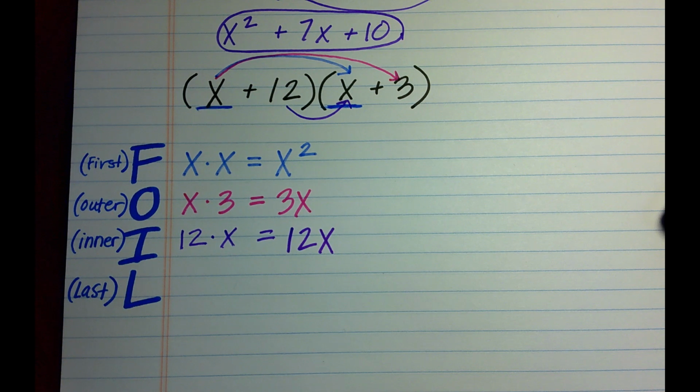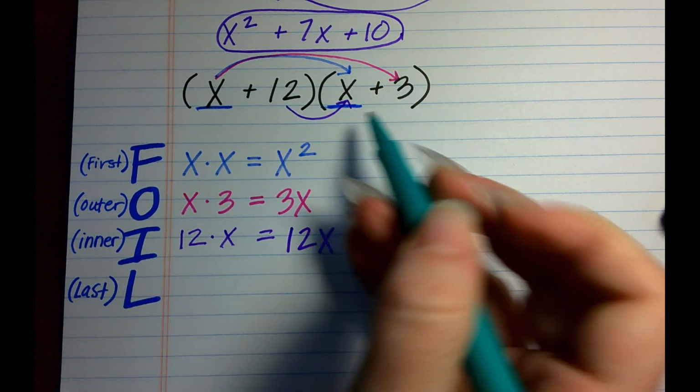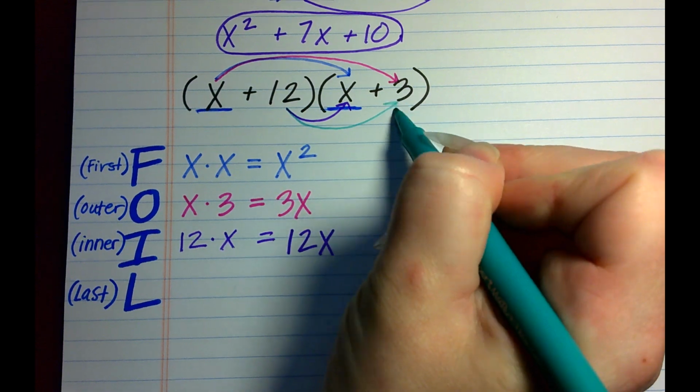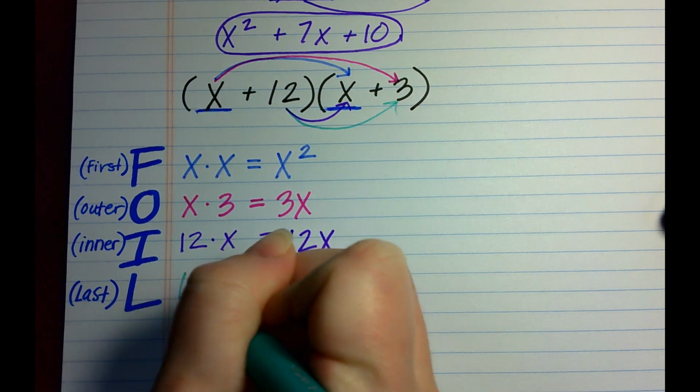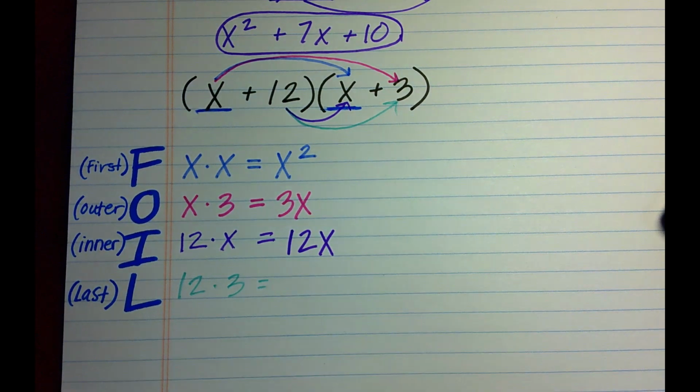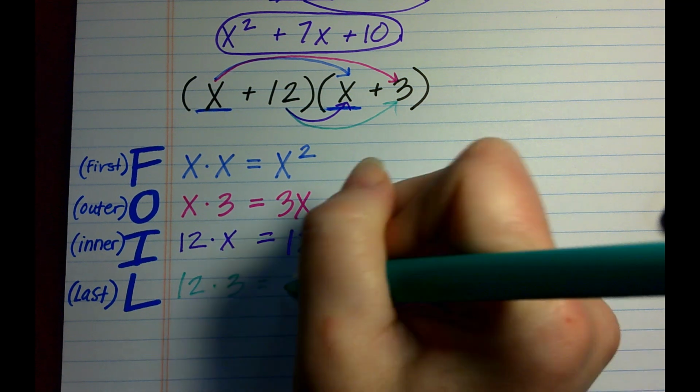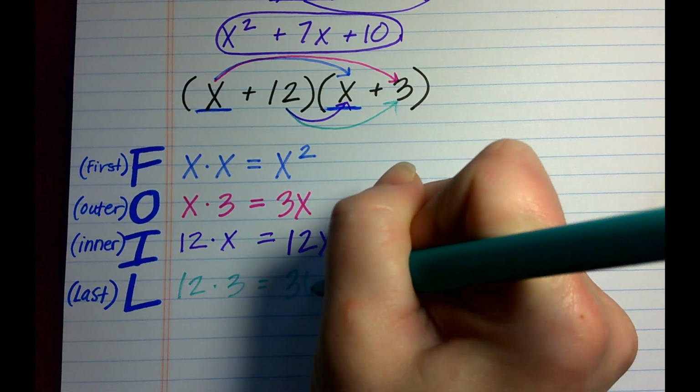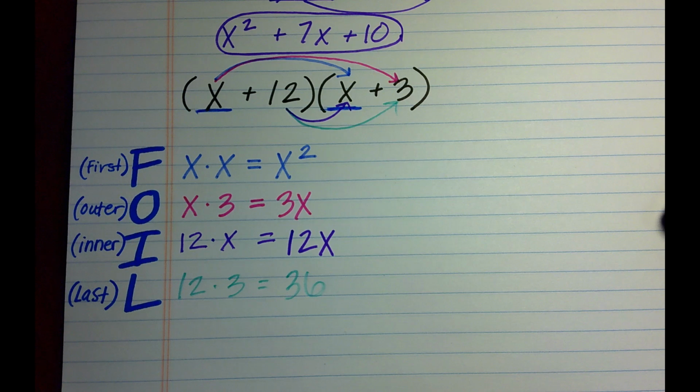And what would my last terms be? 12 and 3. And what is 12 times 3? 36. That's right.